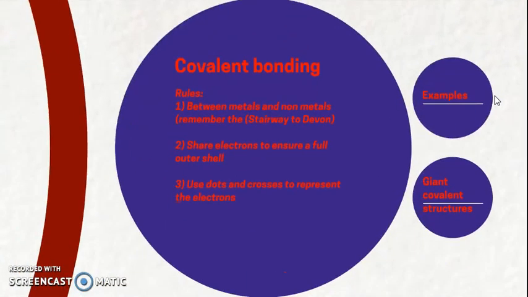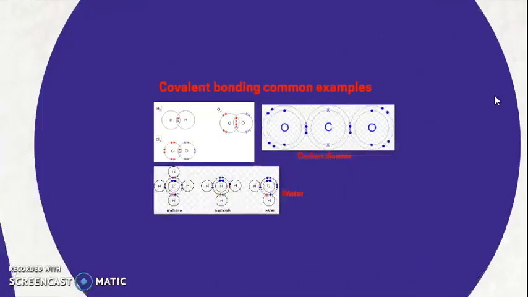Okay, so covalent bonding, a second type. This is between non-metals. And remember I said between the chemicals on the left and the chemicals on the right of the Stairway to Devon. This time they share electrons to make sure they've both got a full outer shell. Same again, using dots and crosses to represent the electrons.